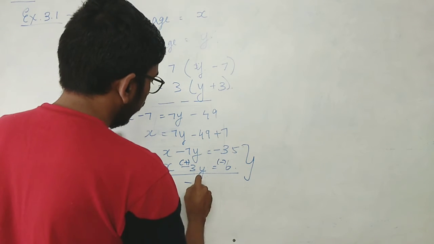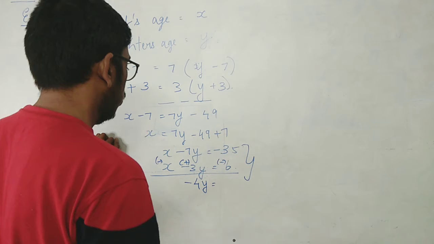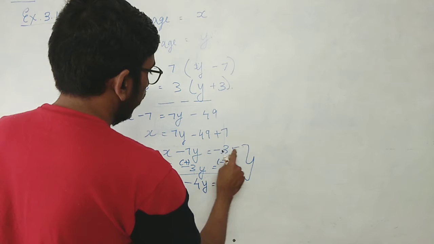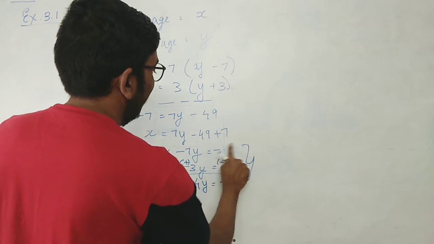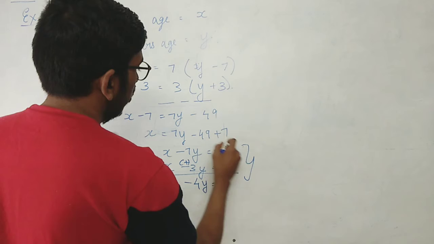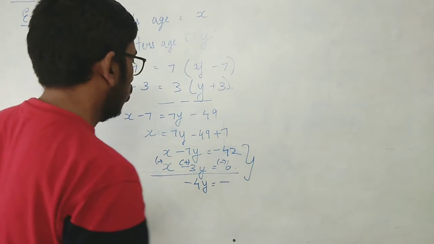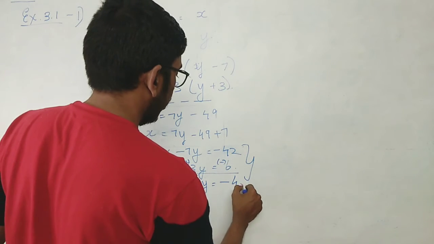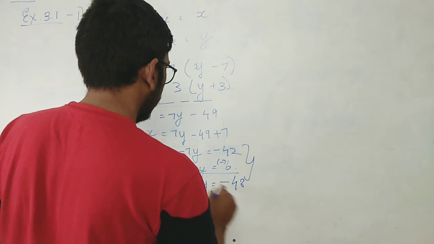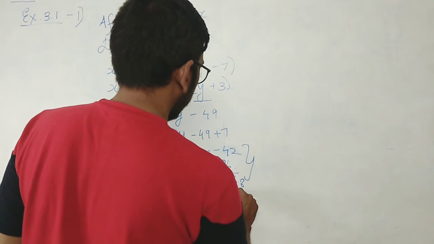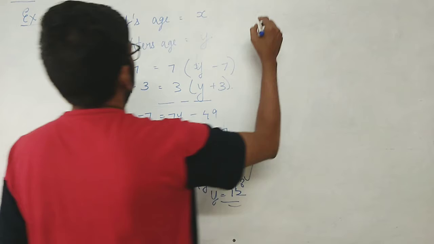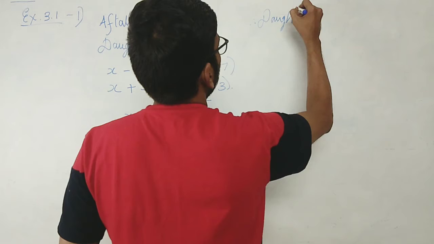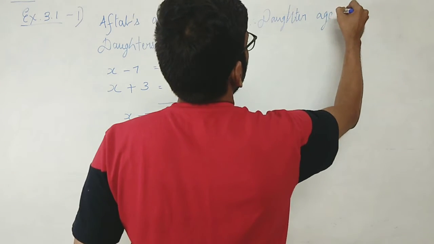Minus 7 plus 3 will be minus 4y is equal to minus, this is not 35, this is 42 guys, I'm really sorry. This happens. 49 plus 42... okay, minus 42. So minus 42 minus 6 will become minus 48. y will be 48 by 4, which is 12. So what is 12? Daughter's age. Therefore, daughter's age is equal to 12.